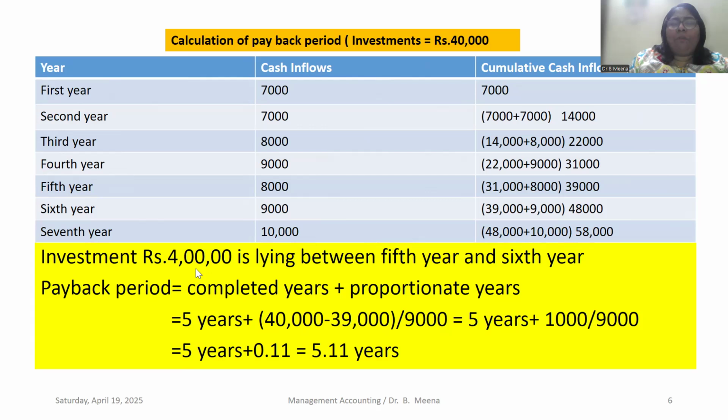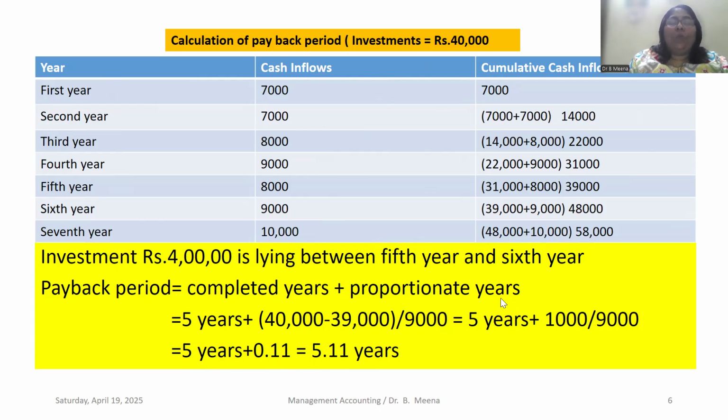the investment is 40,000. So between which years is the 40,000 lying? Between the fifth and sixth year. In the fifth year, I recover 39,000, so I need one more thousand in the sixth year. So 5 years plus 1,000 divided by the sixth year cash inflow, which is 9,000. So 1,000 divided by 9,000, I get 0.11. So 5 years plus 0.11, I get 5.11 years.